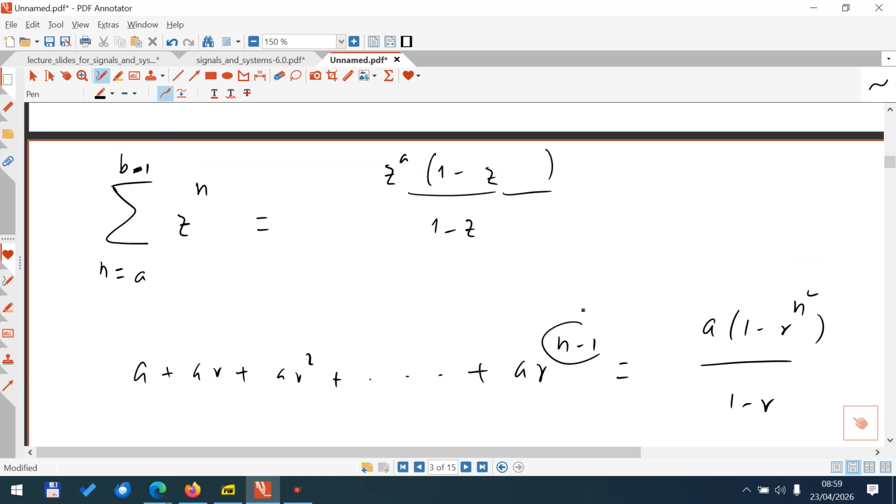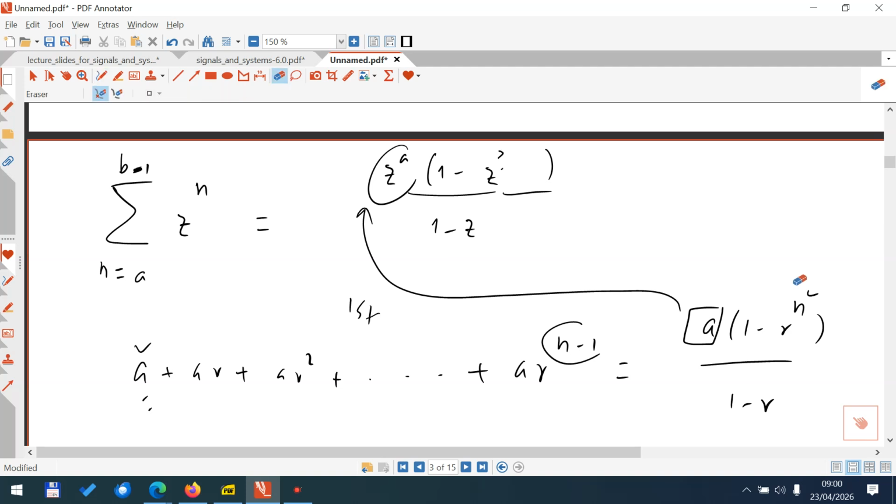Now, why did I write z to n? Z to the eighth, yeah? Here a was the first term, and here z to a is the first term. So this matches, right? First term, first term. R is the common ratio, Z is the common ratio. So we only need to fill this. Can you now tell me what that will be?